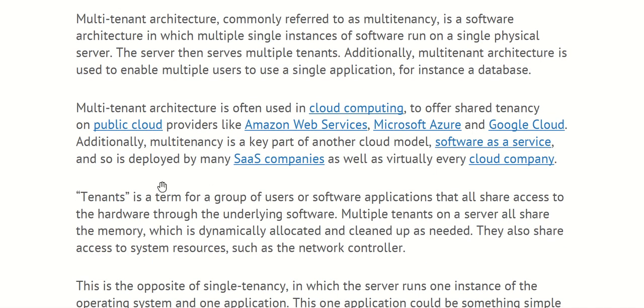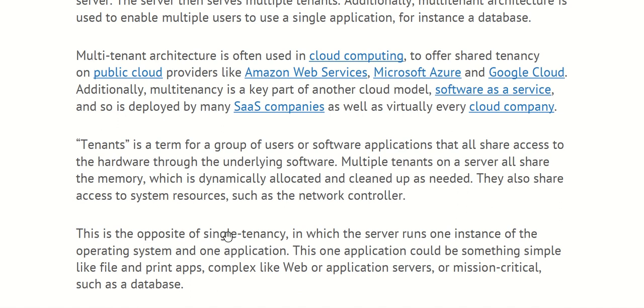So that's it. Multi-tenant architecture is often used in cloud computing, to offer shared tenancy on public cloud providers like Amazon Web Services, Microsoft Azure, and Google Cloud. Basically, all these cloud services are an example of software as a service, and indirectly they implement multi-tenant architecture. Additionally, multi-tenancy is a key part of another cloud model, which is software as a service, as I already explained.